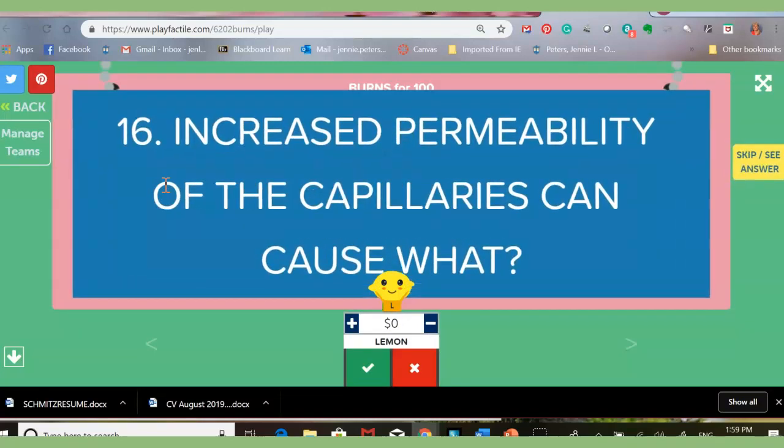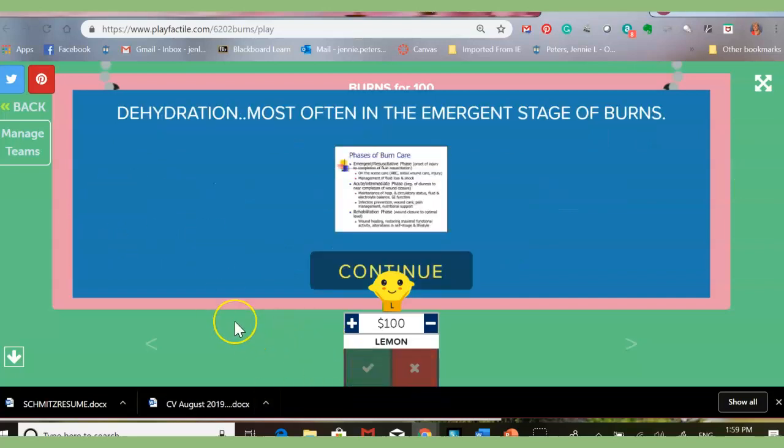So the first question is, increased permeability of the capillaries can cause what? Right, so now we're thinking burns, right? So what's going on with the patient that they have increased permeability of the capillaries? So usually that happens during the emergent stage of burns and dehydration. So if you go back to your slides, but here's another slide here, which you could see if you go in there and practice that it's a little bit bigger that you can tell. But during the emergent resuscitative phase, that's where you just have a severe burn and you're doing fluid resuscitation.